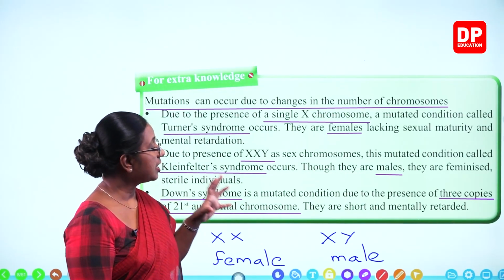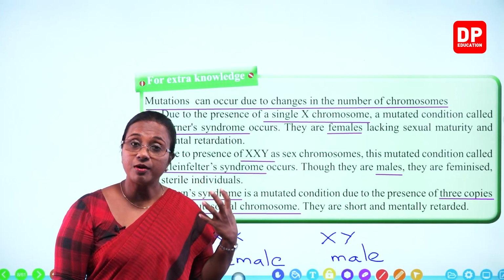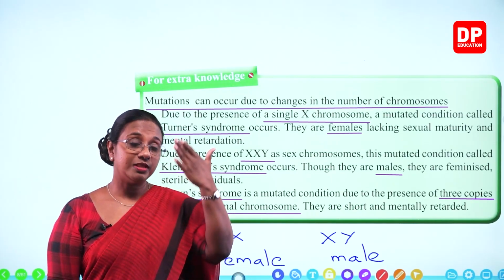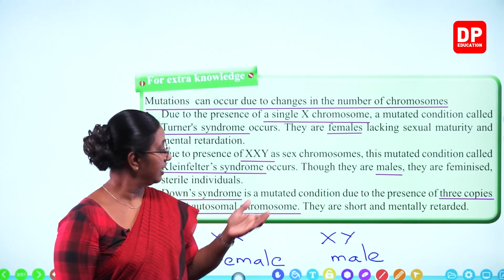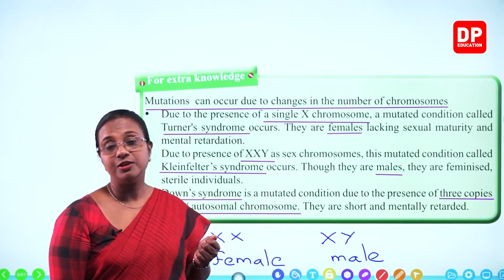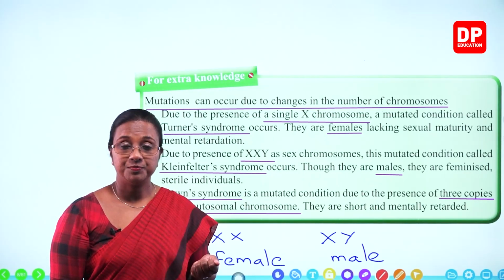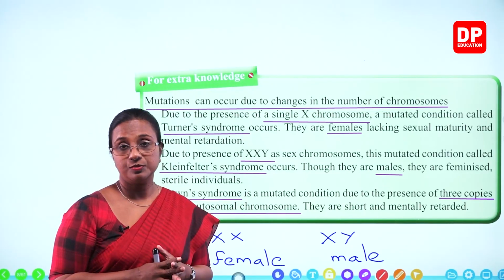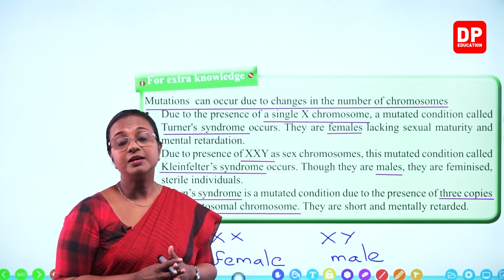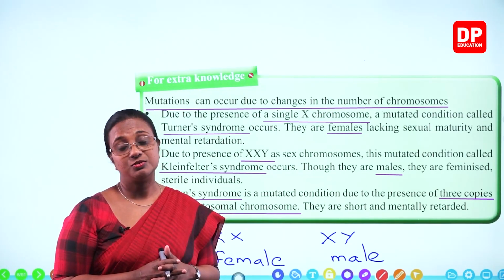So these people are usually short and mentally retarded. And even from their features, normally they have a flat face, and the nose is somewhat flat. The people are short and they have less mental development. So these are symptoms seen in Down's syndrome. That is also caused by a mutated gene. So this is what you need to remember, students.